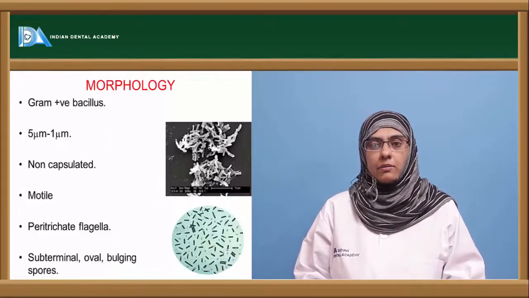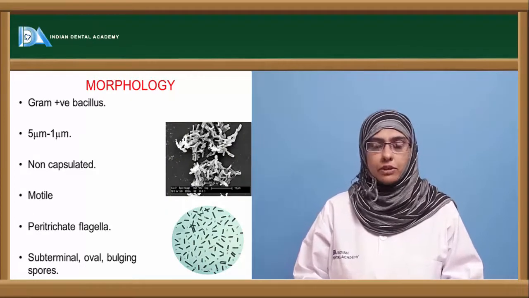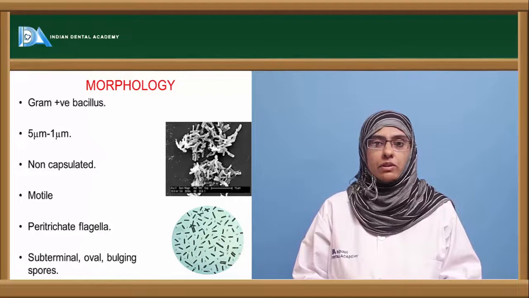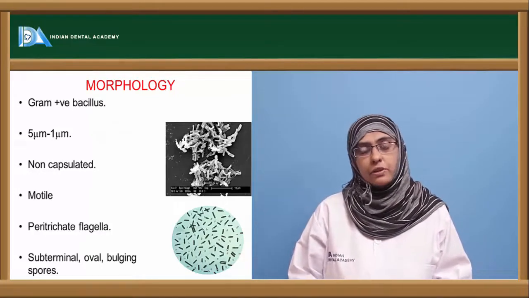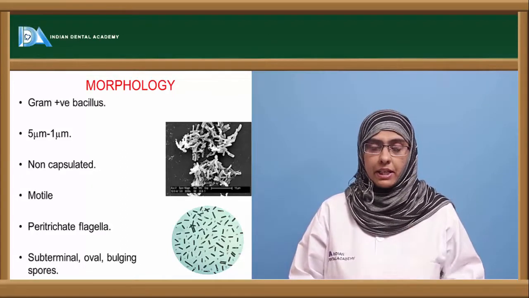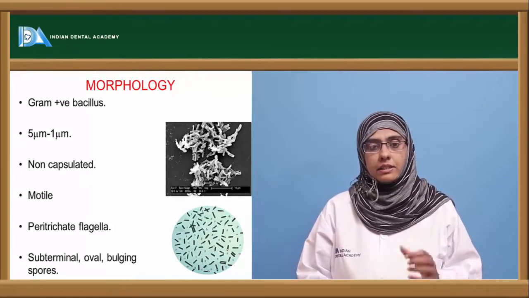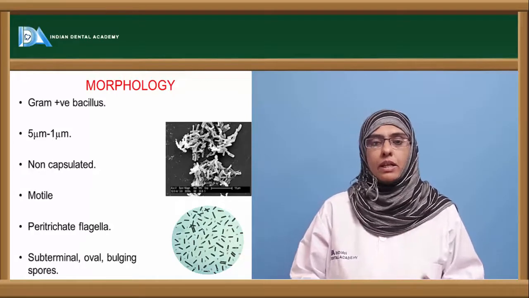Coming to the morphology, this organism is a gram-positive bacillus measuring about 5 micrometer long by 1 micrometer in diameter. It is non-capsulated. It is motile with peritrichous flagella, and it has characteristic spores which are usually subterminal, oval, and bulging spores.